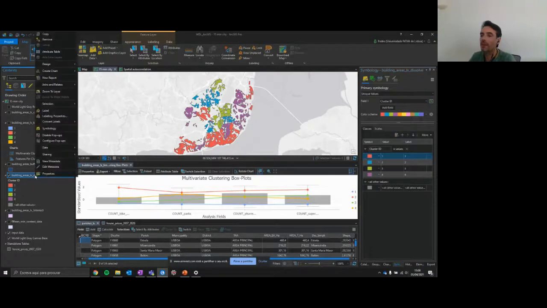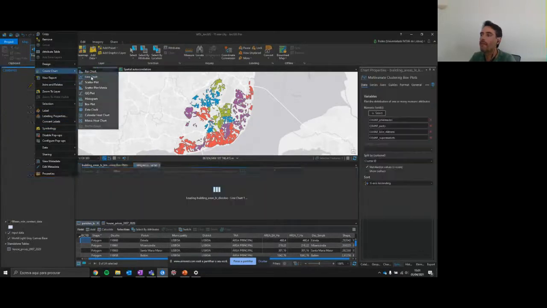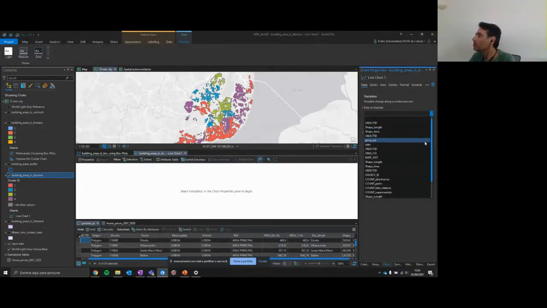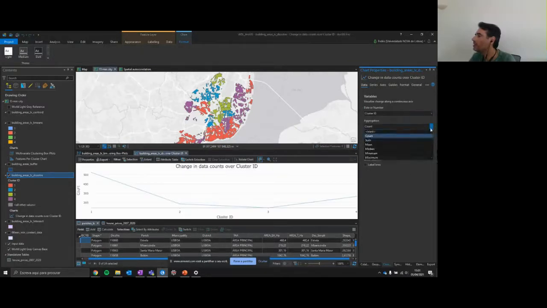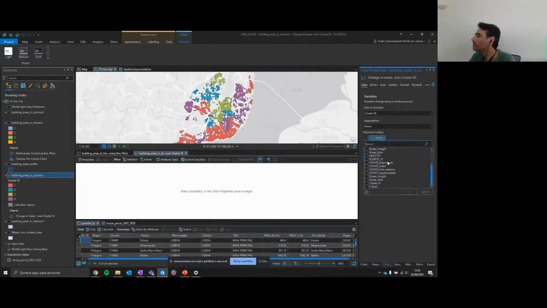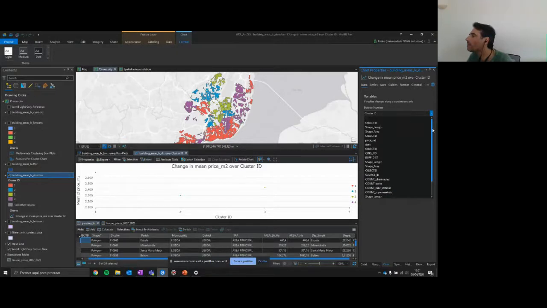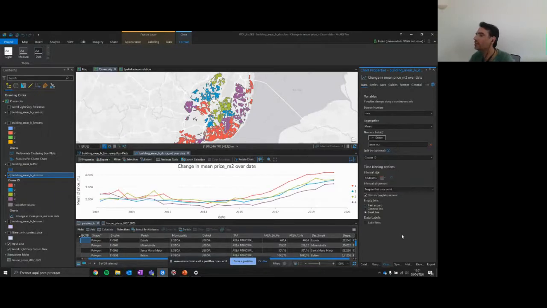And I will create a chart where I will choose my cluster ID. I will choose the mean from my price in square meters, and I want to split it by cluster ID. No, sorry, year date. Okay.